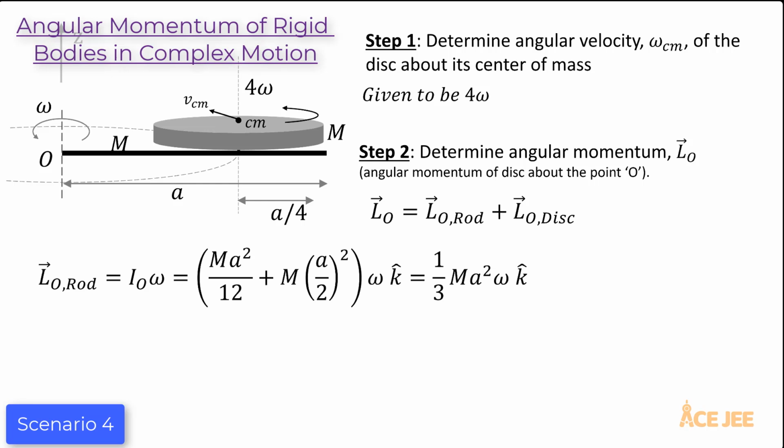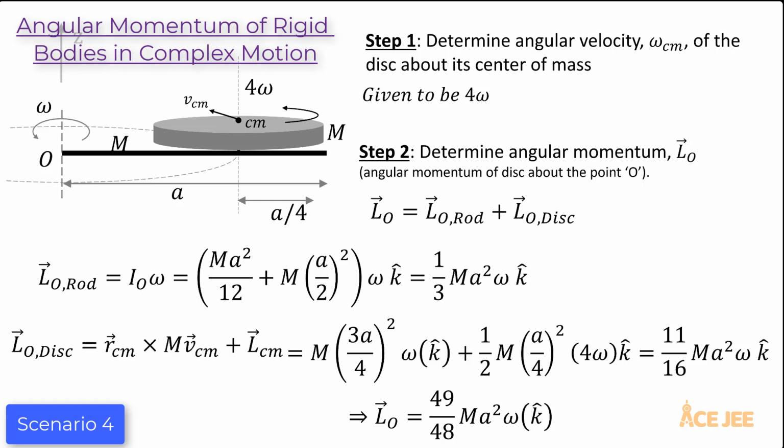Now, the magnitude of the angular momentum of the rod about O is simply its moment of inertia about the z-axis passing through O times omega, which will simply be 1 by 3 m a square omega, with the angular momentum vector pointed along the positive z-axis. As for the disk, we can use the angular momentum of the disk about O equals R_CM cross m v_CM plus the angular momentum of the disk about its center of mass to find the angular momentum of the disk about O.